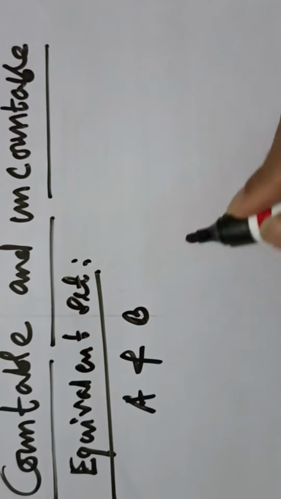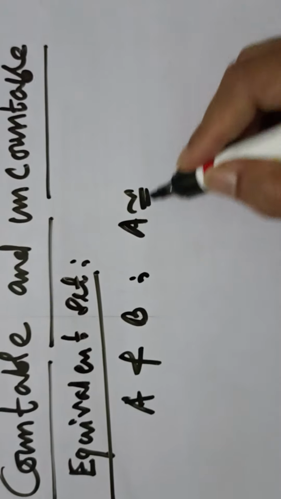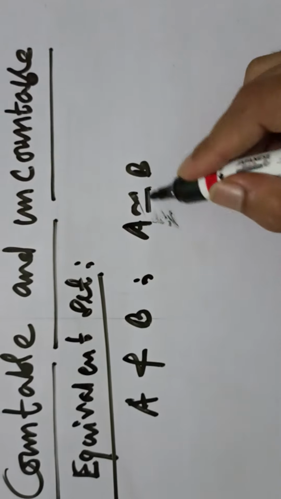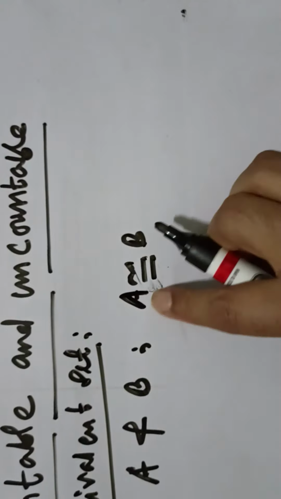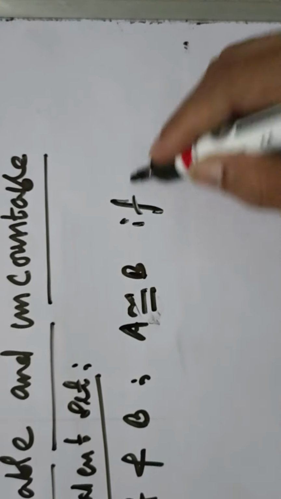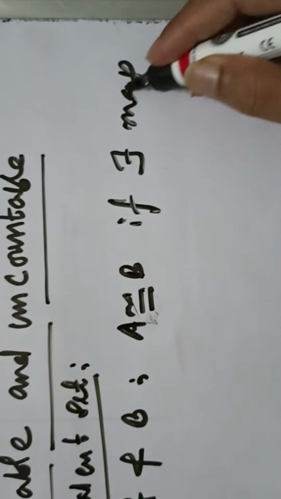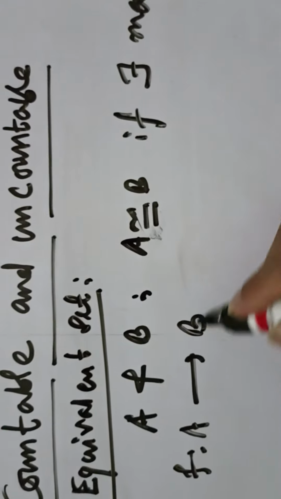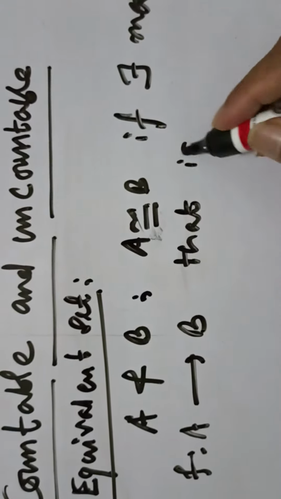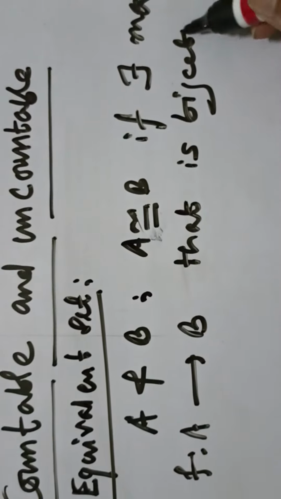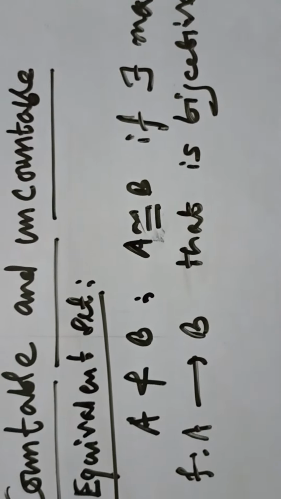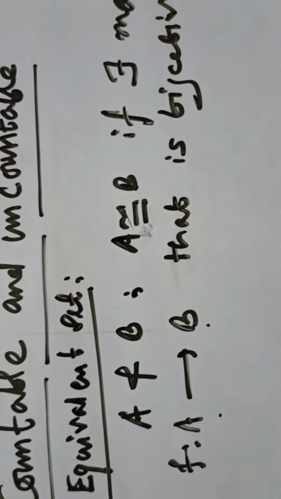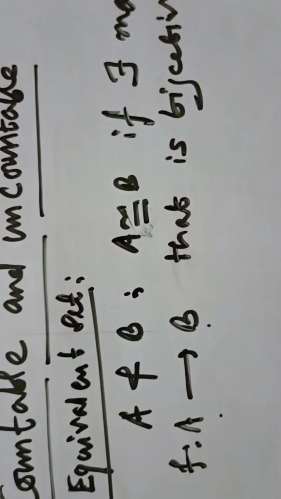Equivalent set: suppose you have two sets A and B, then we say A and B are equivalent, and we denote this by A ~ B, if there is a map f from A to B that is bijective. Bijective means one-one and onto, that is, an injective and surjective map.